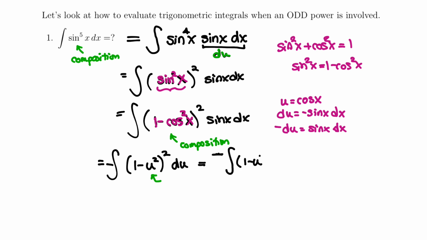Again, some people will expand it with the cosine. I found that confused some students last time, but if you want, you can expand it out with your cosine and then see your u sub, okay? Or you can do that u sub right away and then expand it out. You get 1 minus 2u squared plus u to the 4th du.